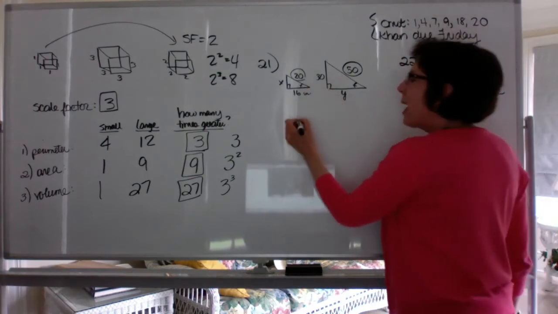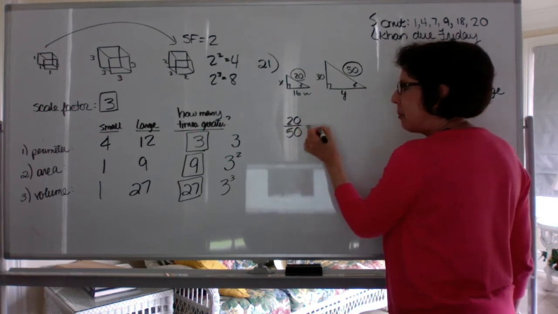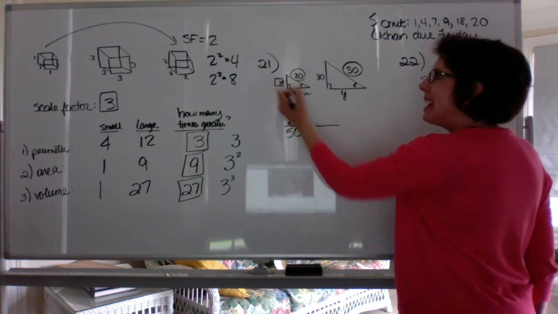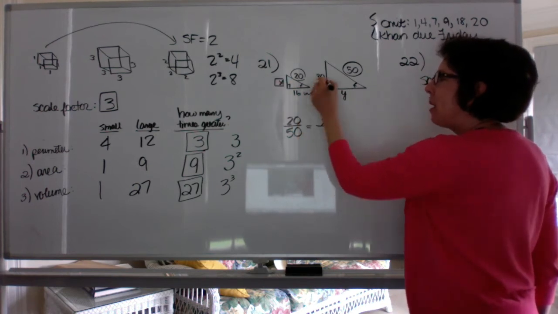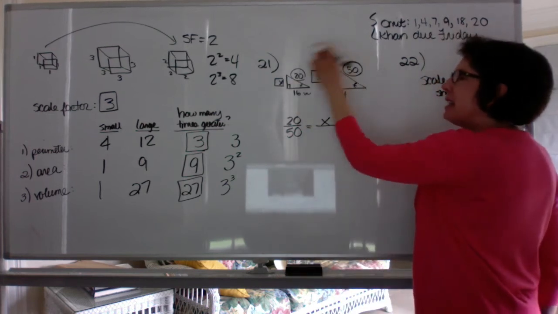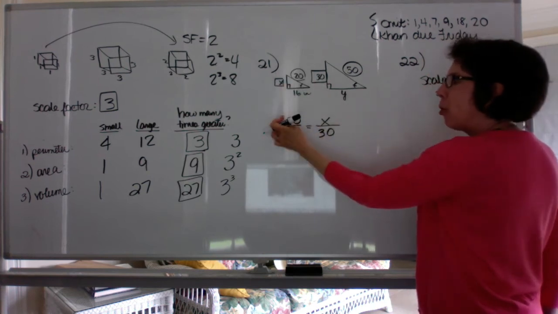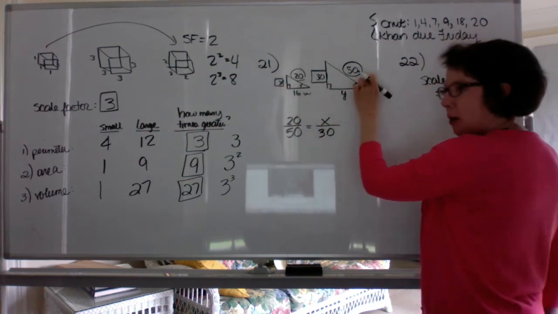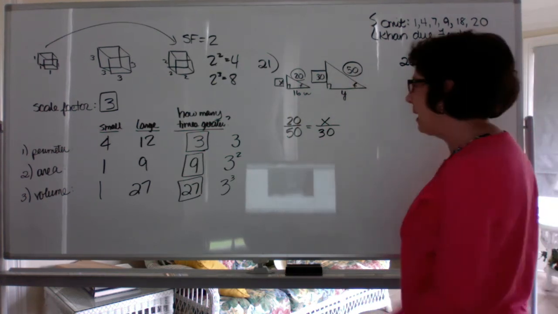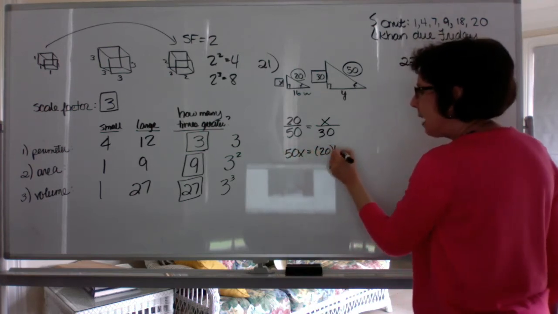Now, let's go ahead and write that proportion. 20 is to 50, and then we put an equal sign. Let's solve for X. X is to what? What does X match up with? X matches up with 30. So 20 is to 50 as X is to 30. Notice I have the small triangle measurement in the numerator, the large triangle measurement in the denominator. Now let's go ahead and cross multiply here. So I've got 50 times X equals 20 times 30.